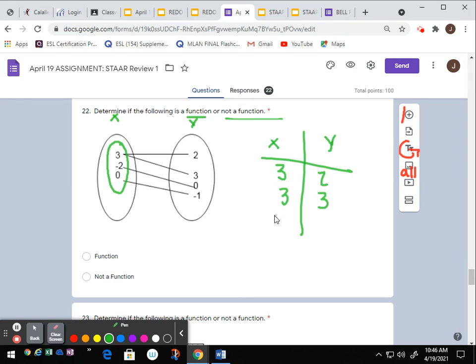Negative 2 is going to 0, and then 0 is going to negative 1. All right, so let's look at this. We see that we have a repeating x value right here. We have 3 and 3. We have 3 going to 2 and 3 going to 3. So we have one person getting off at 2 different bus stops at the same time. That's not possible. 22 is not a function.